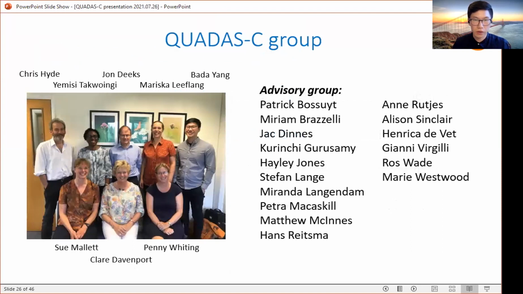So we got together a team of experts in diagnostic test evaluation, the QUADAS-C group. On the left, you see the steering group, myself included. The steering group organized most of the process of developing the tool and took the major decisions. And the advisory group, whose names you see on the right, were available for input and feedback and thinking along with the process.